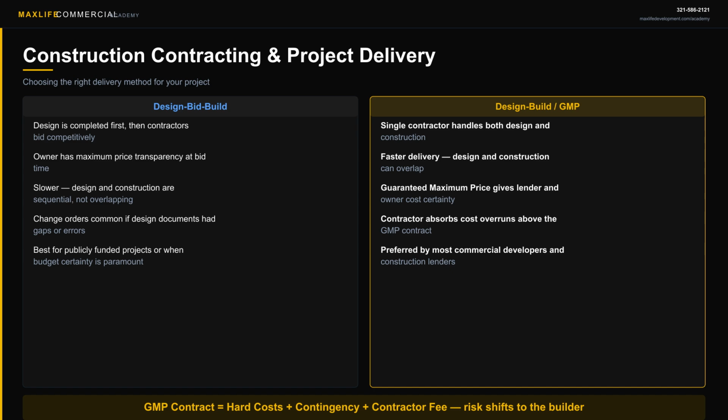Regardless of delivery method, your construction loan will require you to submit draw requests as work is completed. Each draw is verified by an independent inspector before the lender releases funds. Managing that draw process, staying current, avoiding lien issues, is a critical part of keeping your project on track.